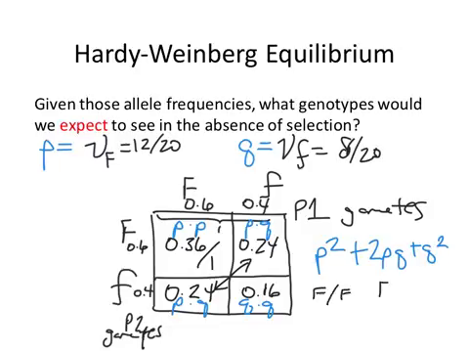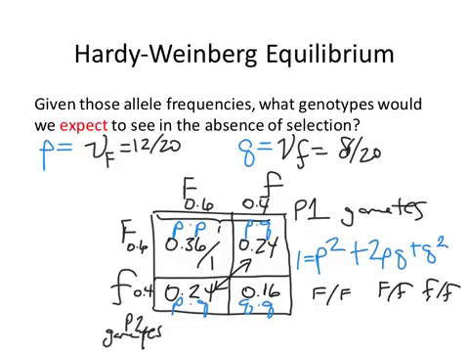So those are the relative frequencies of those genotypes. That's the Hardy-Weinberg equilibrium formula: p squared plus 2pq plus q squared has to equal 1, because it's a sum of frequencies. And that's the essence of population genetics.